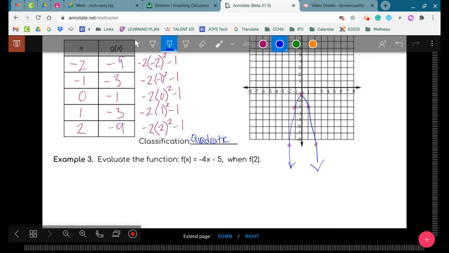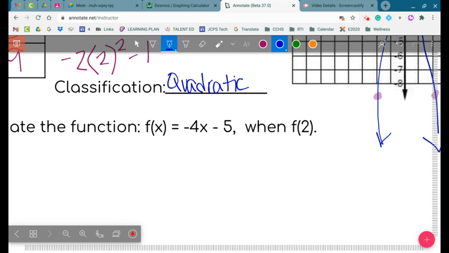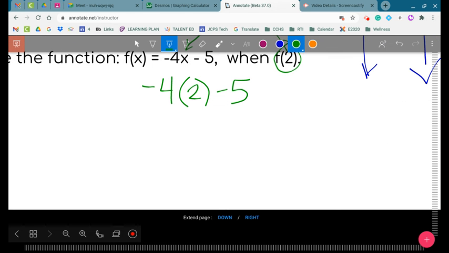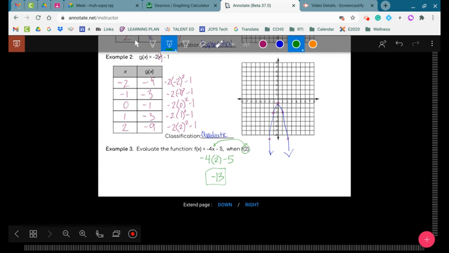Okay, let me know if you guys have any questions. The last one says evaluate the function f of x equals -4x minus 5 when you have f of 2. So this 2 needs to get plugged in for x. -4 times 2 minus 5. You get -8 minus 5, which is going to give you a -13. That's a little bit of review for the day. Okay, let me know if you guys have any questions on this, and you guys can get started on your homework.